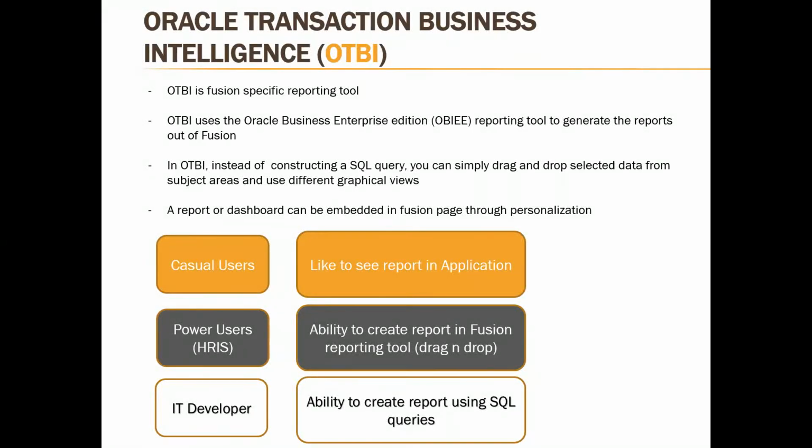In general, there will be three kinds of users, in the sense of the way we use Fusion applications. One is a casual user. A casual or generic user can be a regular employee, a regular manager, a regional manager, or an HR director.